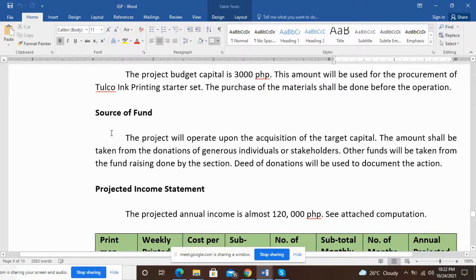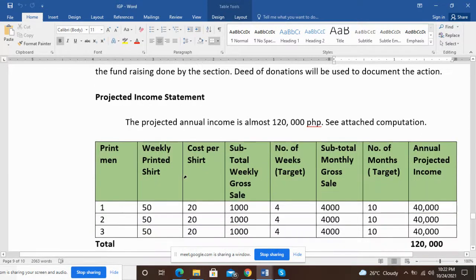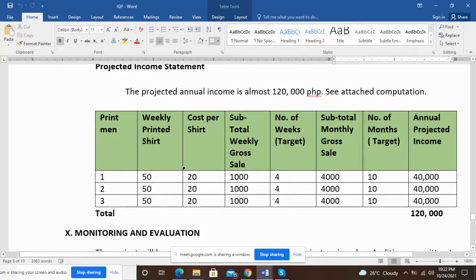Okay, so next we have here the projected income statement. Again, this is assumed, and you're going to see here, see attached. We have here print, weekly, and those things until the annual income.